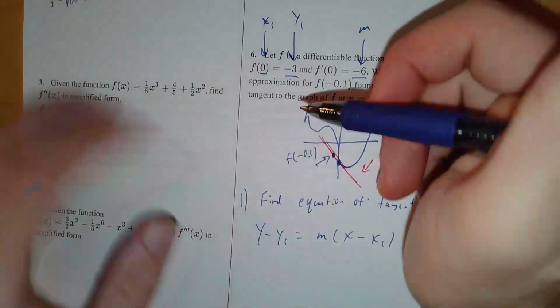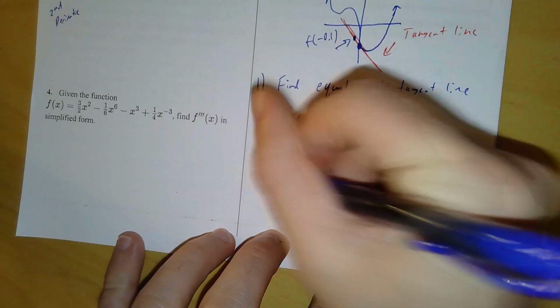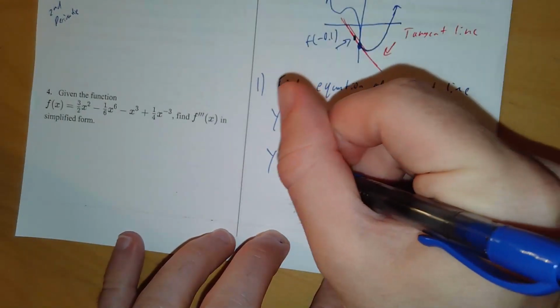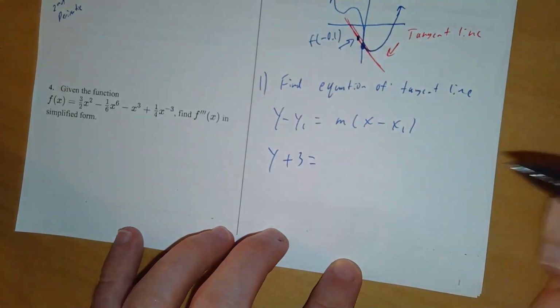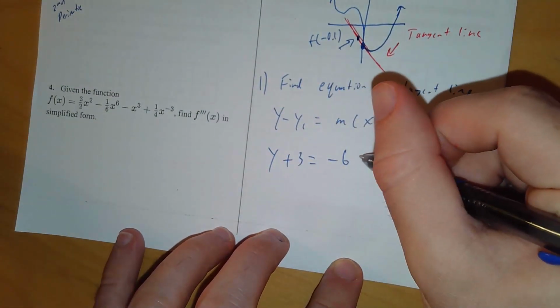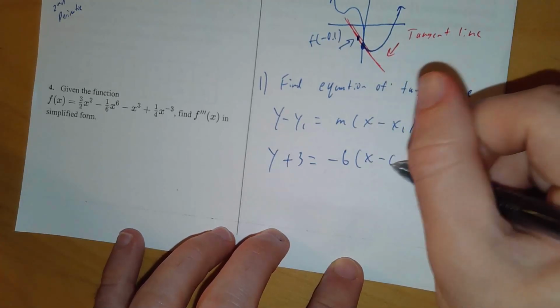Okay. So let's plug it into our equation. We're going to get y minus negative 3. It's going to be y plus 3 because it's a double negative. y plus 3 equals negative 6 times x minus 0, which is just x, right?